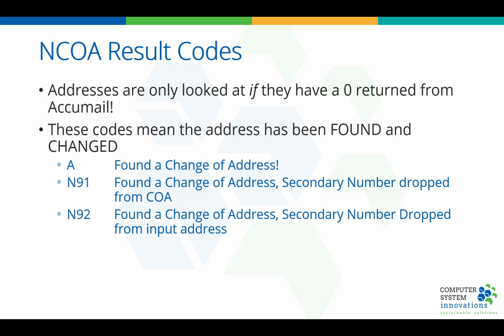And we might say, hey, we found a change of address. And if the address was marked lost or bad in iMIS, we're going to go ahead and erase that bad address flag. N91 means, hey, we found a change of address, but we had to drop some additional information from the change of address result. And N92 says we actually dropped some data from the input address on our matching. This might be where you have suite A and it's not needed, or it returns and it doesn't return suite A. So the only 3 NCOA result codes we truly care about are A, N91, and N92.